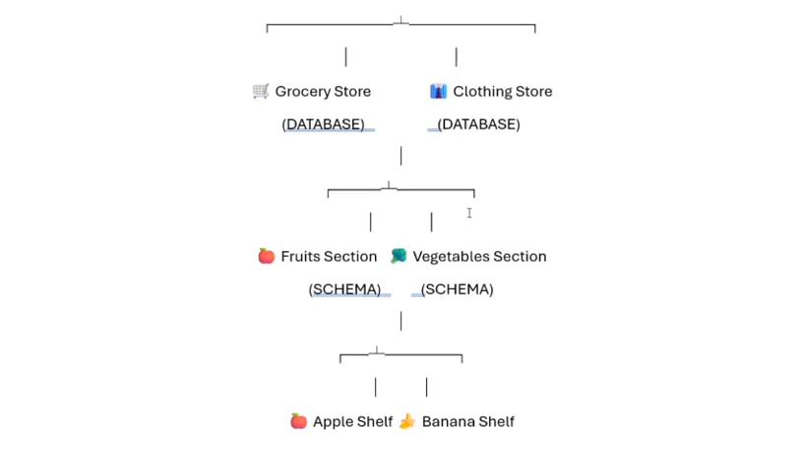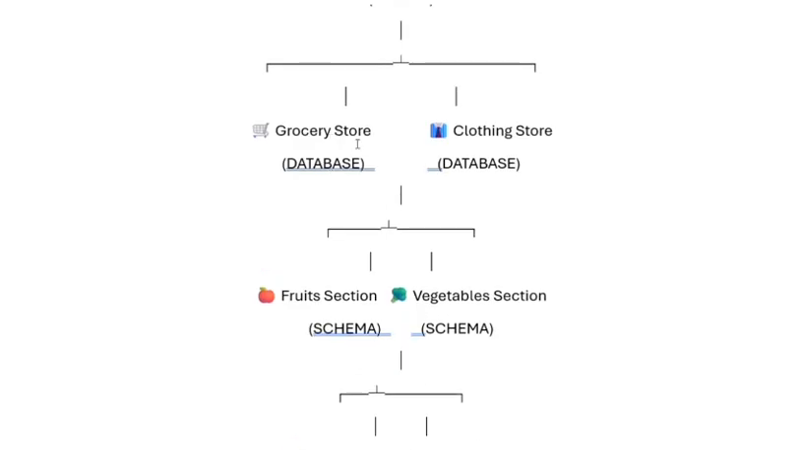Inside the shopping mall, there are different stores, like a grocery store and a clothing store. Each store has different types of items. Similarly, a database can also store different types of data. Like a grocery store can store only grocery items, a database can store only its represented data. That means dedicated data.